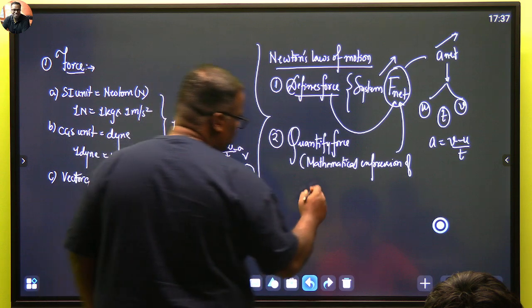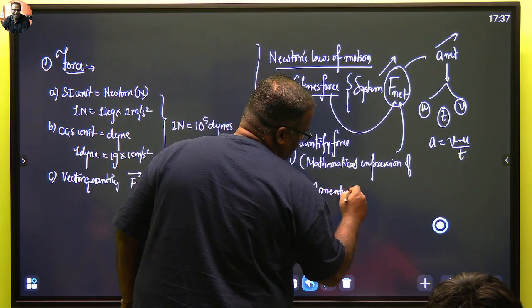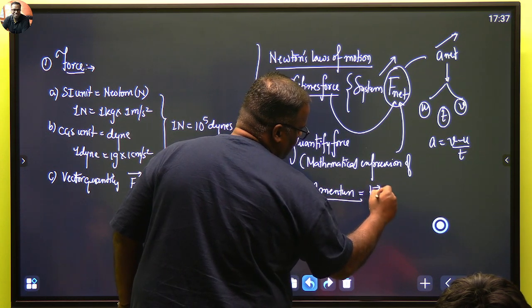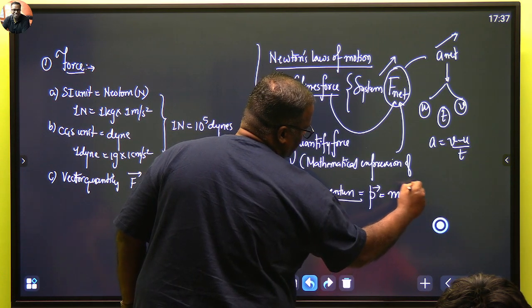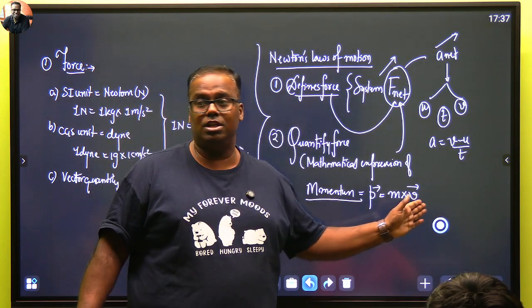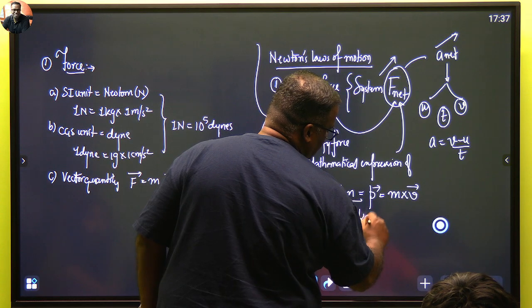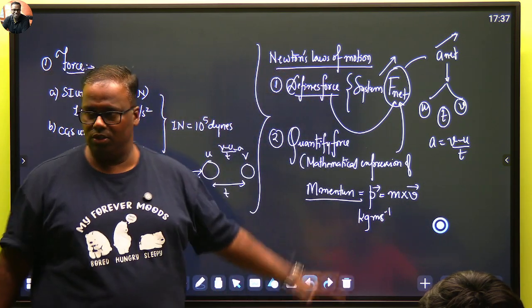We need to first understand a quantity which is known as momentum. It is important to understand this. Momentum is a vector quantity p which is said to be the multiplication of mass into velocity. So what is the direction of momentum? The direction of momentum will be the same as the direction of velocity. What should be the unit of momentum? If mass is in kg, velocity is in meter per second, so kg meter per second. Have you understood?